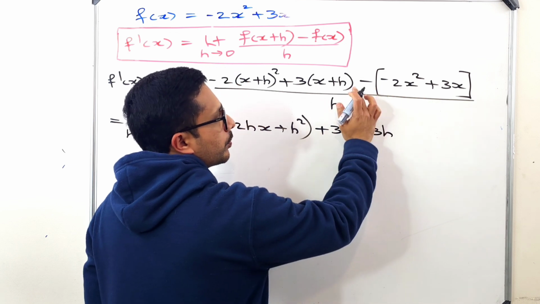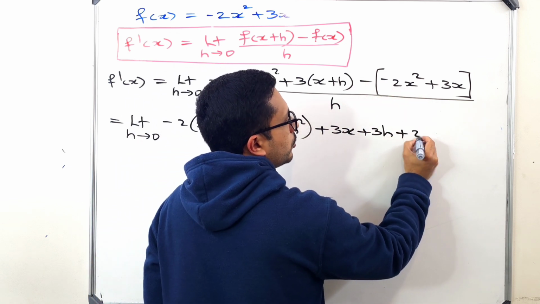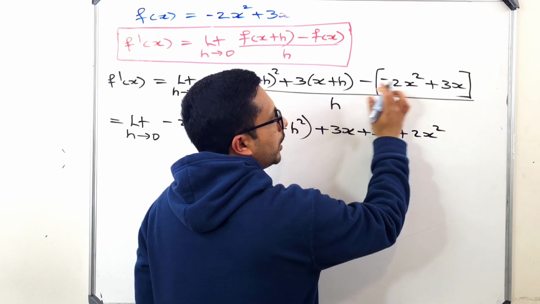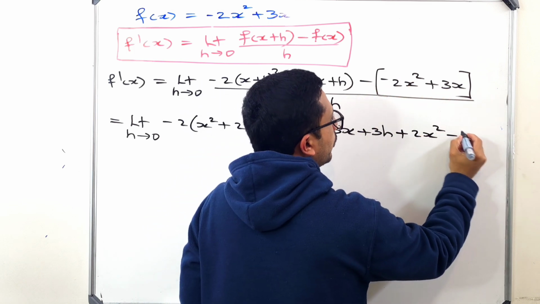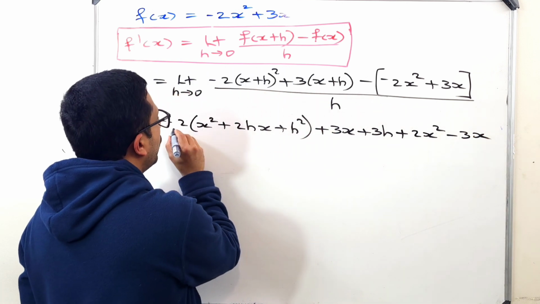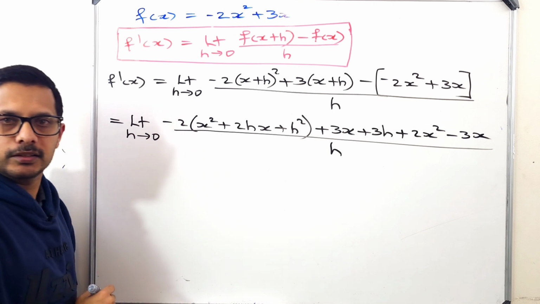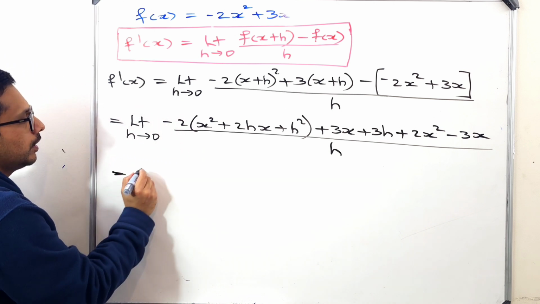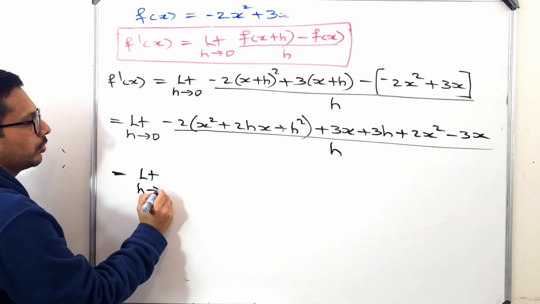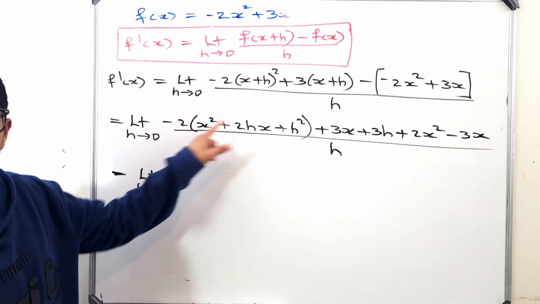Then we can expand this bracket, minus times minus, it is going to be plus 2x square, minus times plus 3x, minus into plus is minus 3x, the whole divided by h. Okay, so this is limit h tends to 0. We have to write one more step because there is an expansion. We have to expand this bracket also.